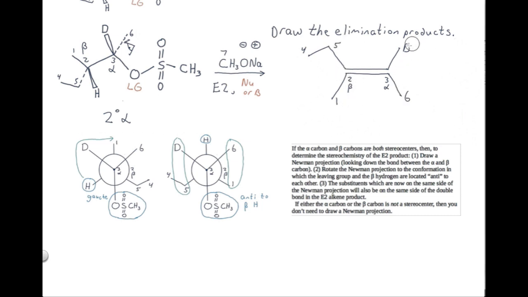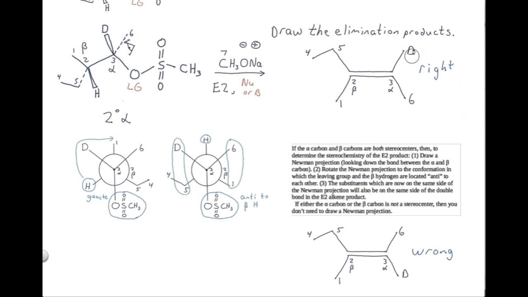For example, if you swapped the deuterium and carbon 6, you would get a different product. If you swap the position of the deuterium and carbon 6, you'll get this picture, which is the wrong product. In the correct picture, the two methyl groups are cis to each other. But in this wrong product, the two methyl groups are trans to each other. Those are two different products. We know that this product is correct because it matches with this Newman projection. We know this product is wrong because it doesn't match what was predicted by this Newman projection.